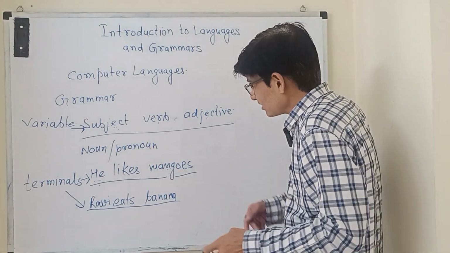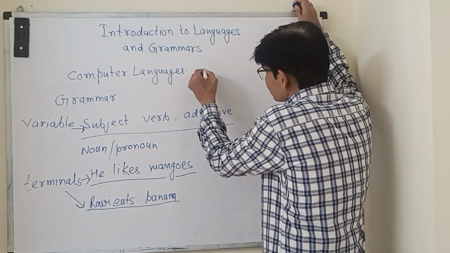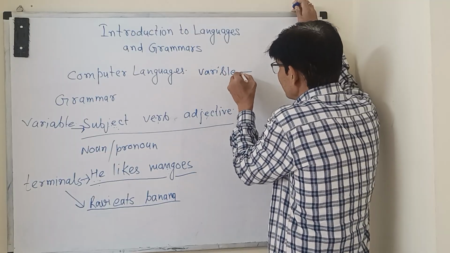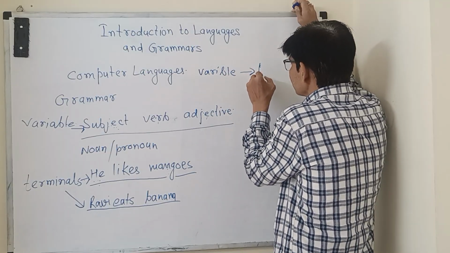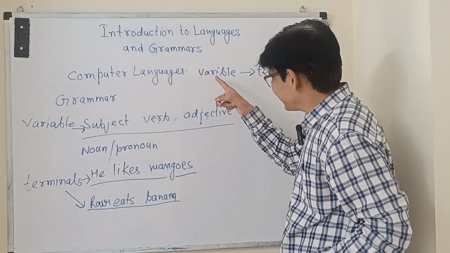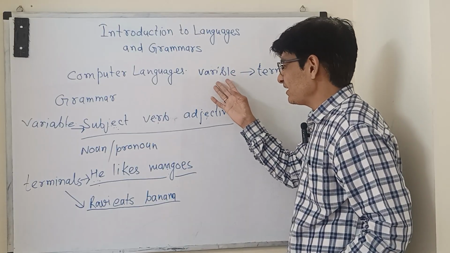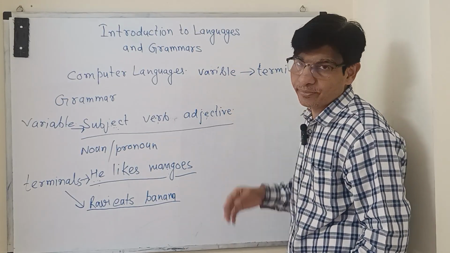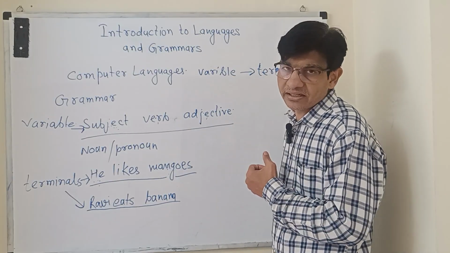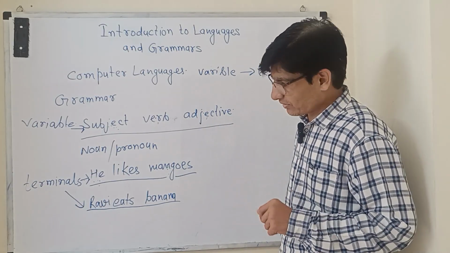Now, in computer language, how will we use it? Variables will be replaced by terminals. This is the rule, this is the way we will use it in computer languages. And now I will take the mathematical definition of grammar for computer languages.